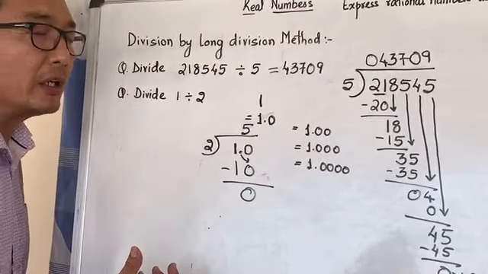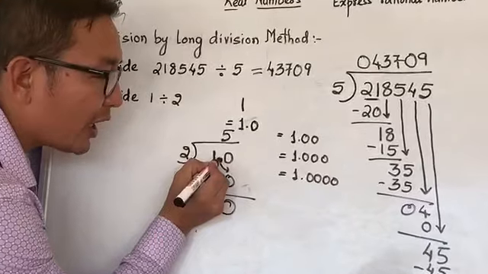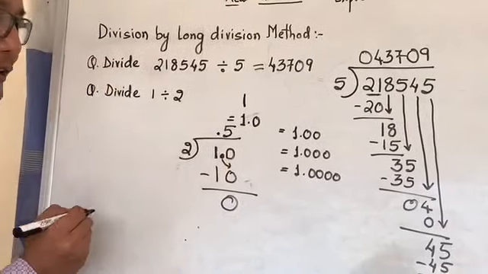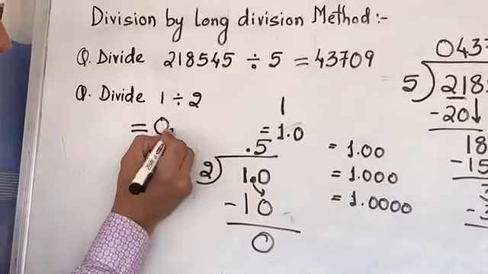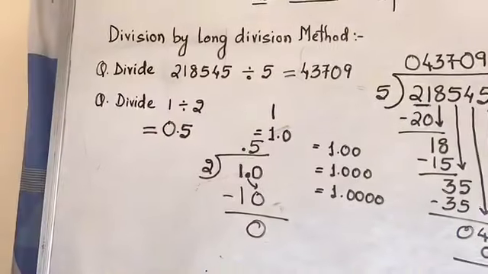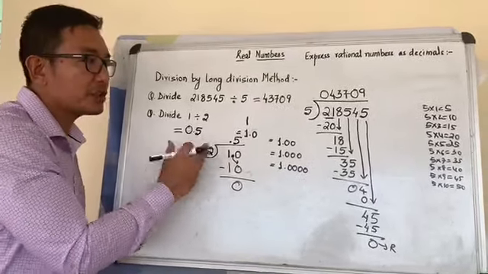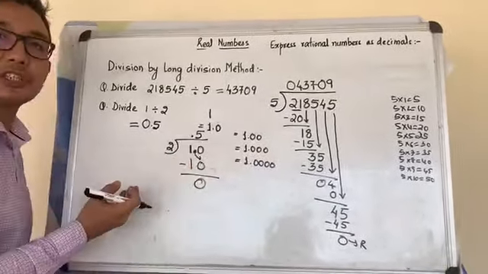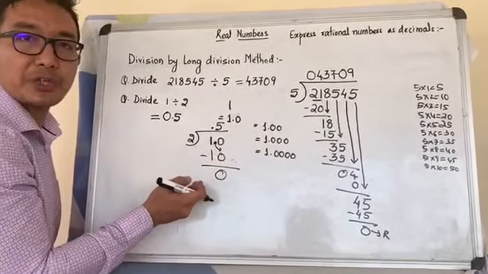Therefore this is equal to 0.5. So this is the long division method.